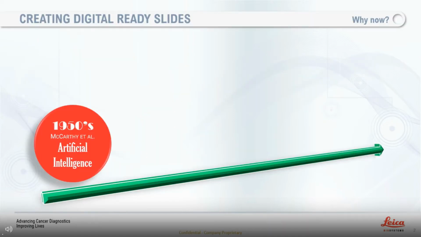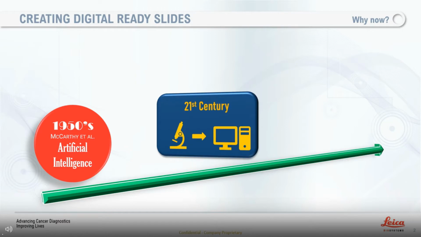As we look at digital ready slides and creating digital ready slides, one of the questions I often get asked is, well, why now? And to do this, maybe we take a little bit of a step back and look at when artificial intelligence first became recognized. This was back in the 1950s, where the term artificial intelligence was first coined by John McCarthy et al. And looking at a branch of machine learning where a computer could emulate what a human may do in the same situation.